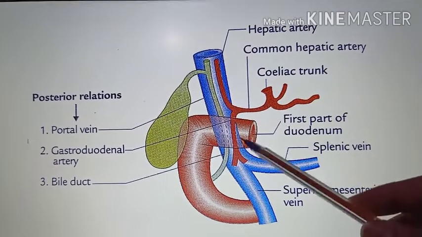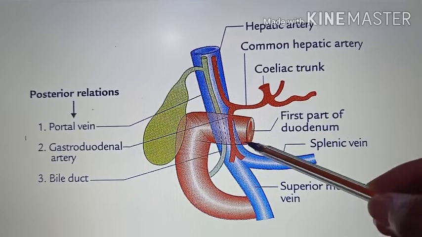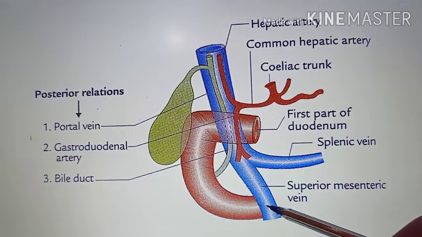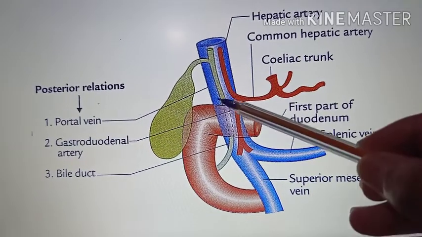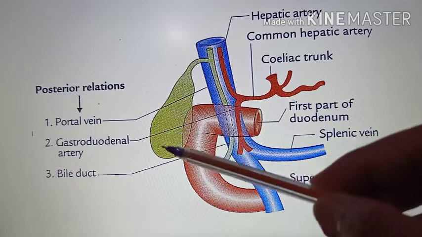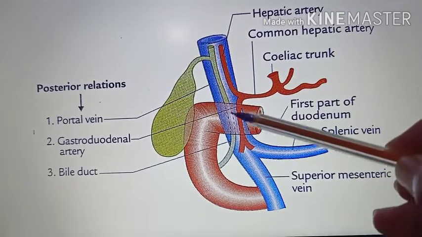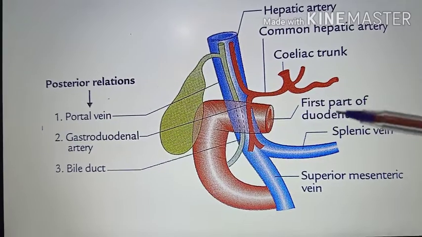So in this picture, you can see the C-shaped duodenum. This is the first part, this is the second part, this is the third part. The fourth part you cannot see in this picture. Then here, this is the portal vein, this is the gallbladder. Then this is the bile duct. Then this is the common hepatic artery.